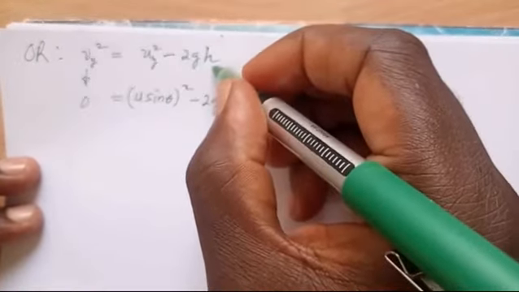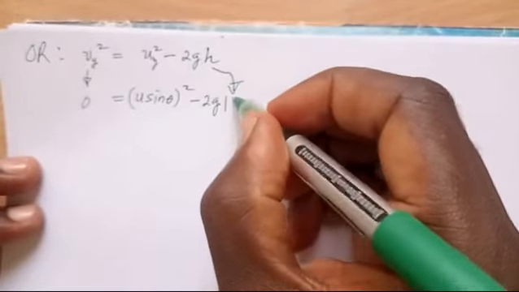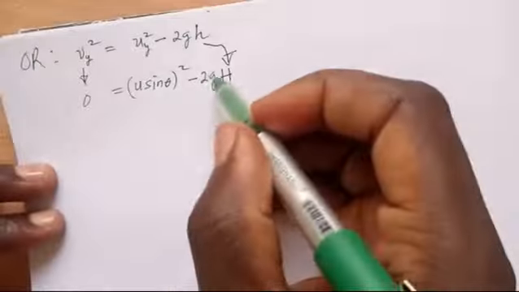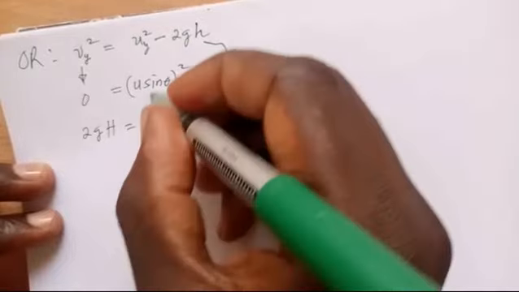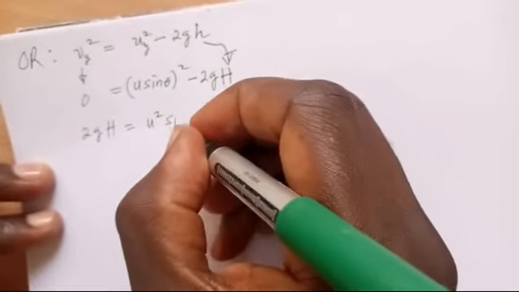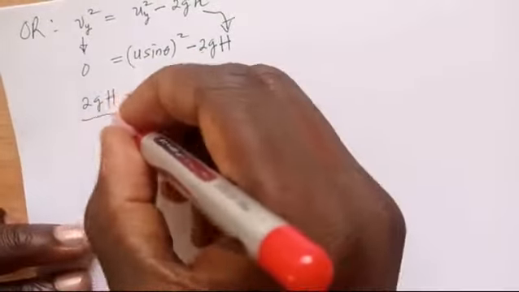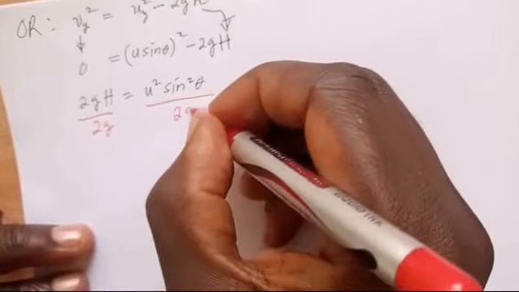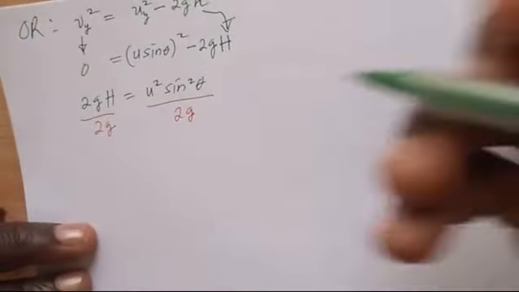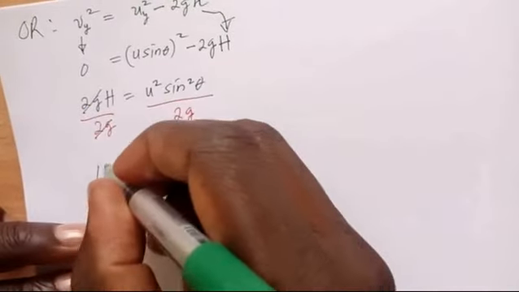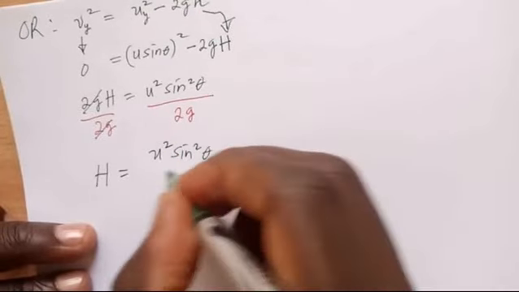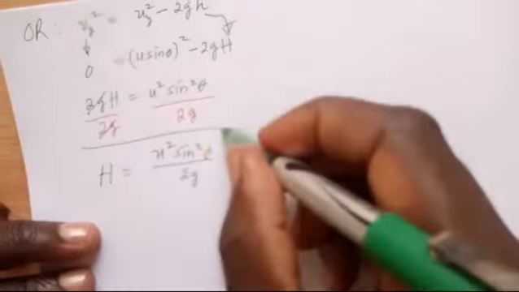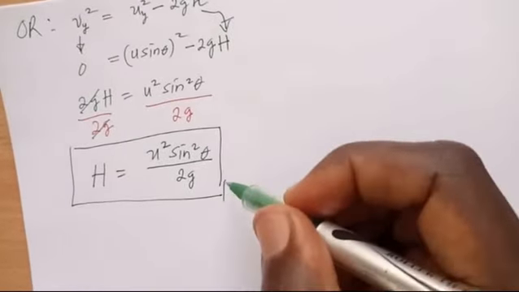At maximum height, this height has a special letter, capital H. So from here I can take this to the other side, and I have 2gH equals, then you clear the bracket here, you have u squared sine squared theta. Next, you divide both sides by 2g, and then 2g cancels 2g, and your H is equal to u squared sine squared theta divided by 2g. And you see, you have the formula again. This is the same as what you have in equation 3.